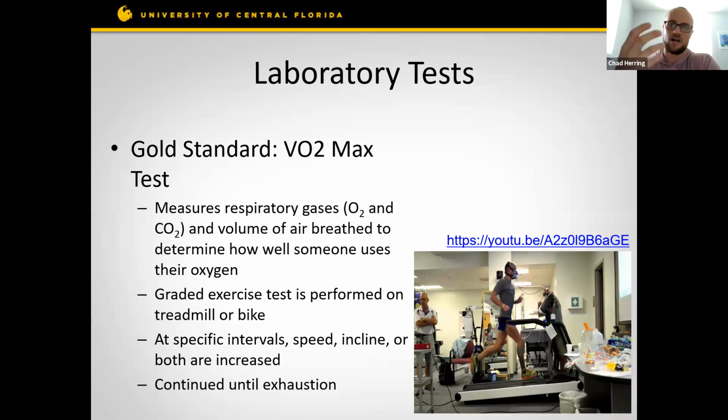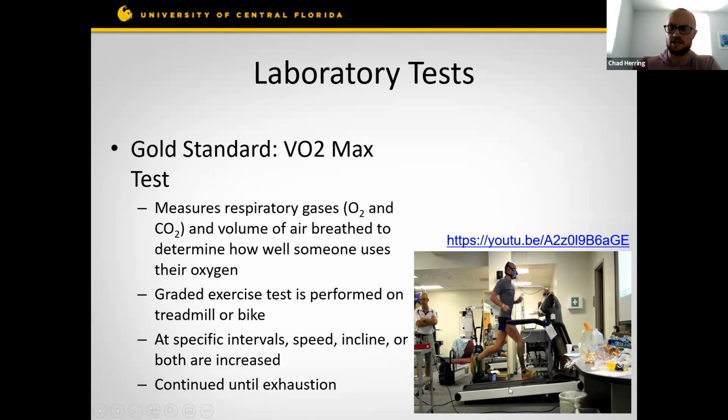Okay, it measures how much air or oxygen, excuse me, you're taking in, how much CO2 you're breathing out. So essentially, how much oxygen your body can consume and utilize. Okay, and that's usually done with a graded exercise test, either on a treadmill or a bike.